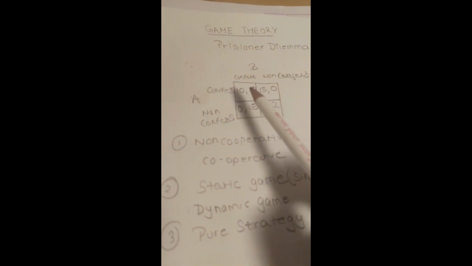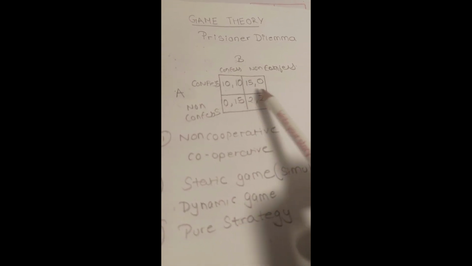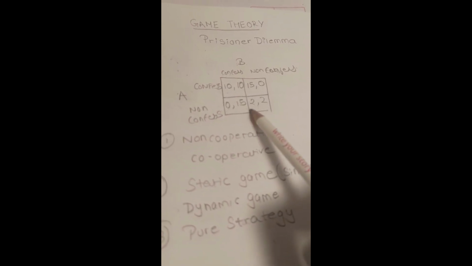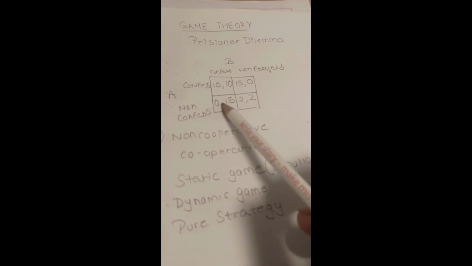But this is not practical, because in real life this is the ideal situation. It is only possible if A knows that B will not confess at any cost, and B knows that A will not confess. So this is not that practical. And this too is also not practical, because no one gets set free without any penalty. So this is again not practical.